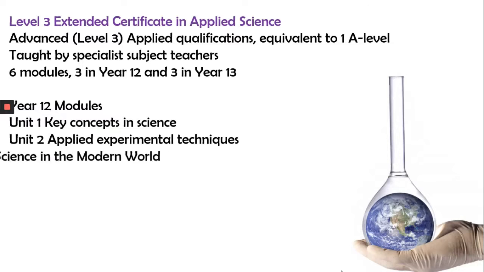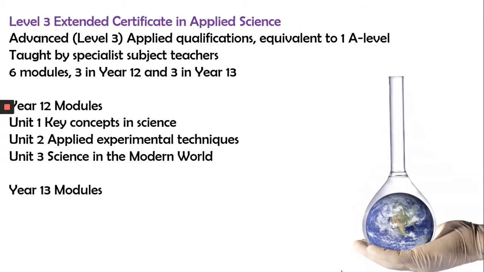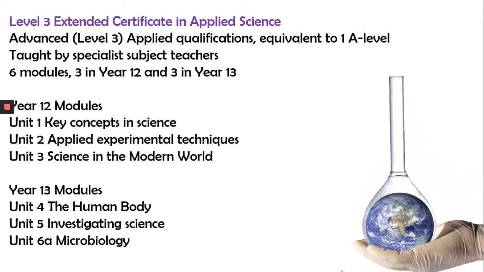These are the 6 modules. Unit 1, 2 and 3 are taken in Year 12 and Unit 4, 5 and 6A are taken in Year 13. I've asked 2 of our current Year 13 Applied Science students to give you a rundown of each of the 6 modules. Unit 1, Key Concepts in Science.